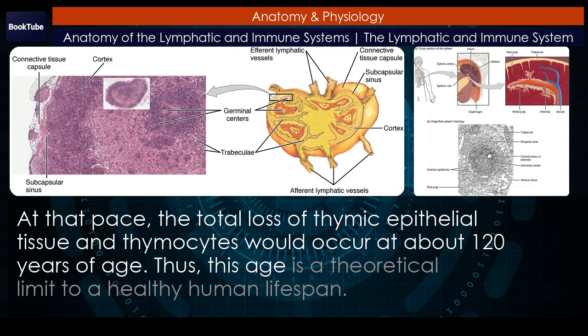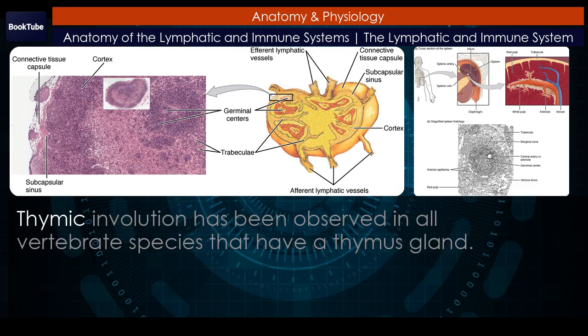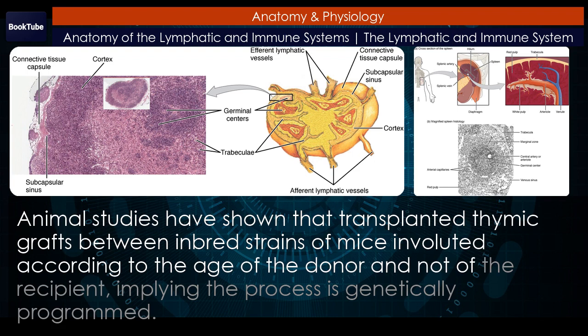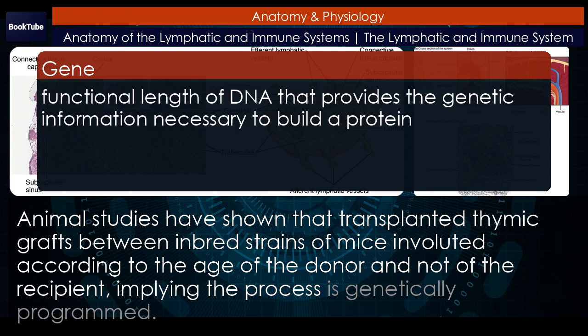Thus, this age is a theoretical limit to a healthy human lifespan. Thymic involution has been observed in all vertebrate species that have a thymus gland. Animal studies have shown that transplanted thymic grafts between inbred strains of mice involuted according to the age of the donor and not of the recipient, implying the process is genetically programmed.